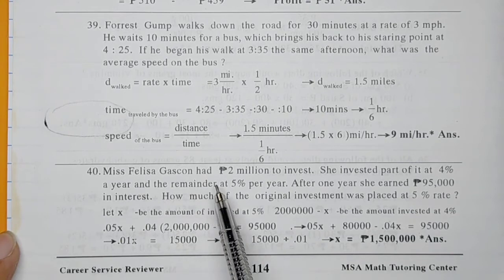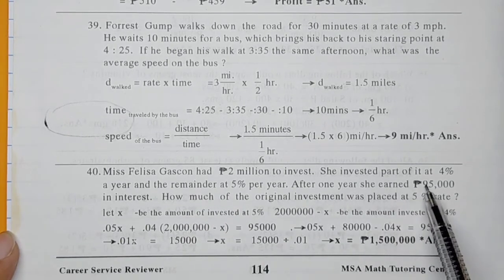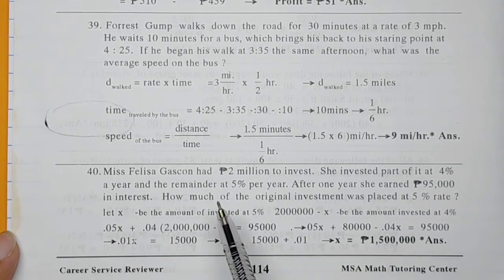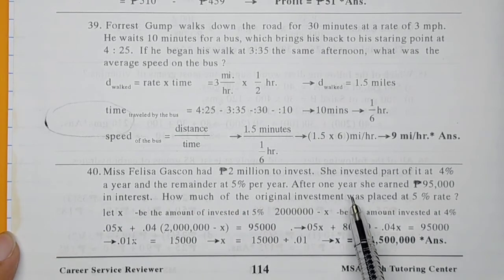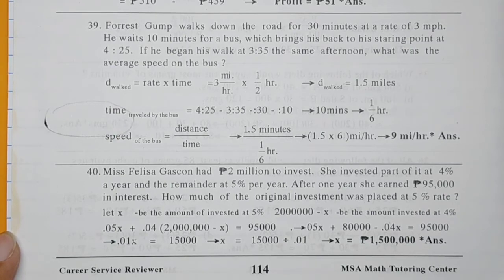So, Miss Felisa Gascon had 2 million to invest. She invested part of it at 4% a year and the remainder at 5% per year. After 1 year, she earned 95,000 pesos in interest. How much of the original investment was placed at a 5% rate?